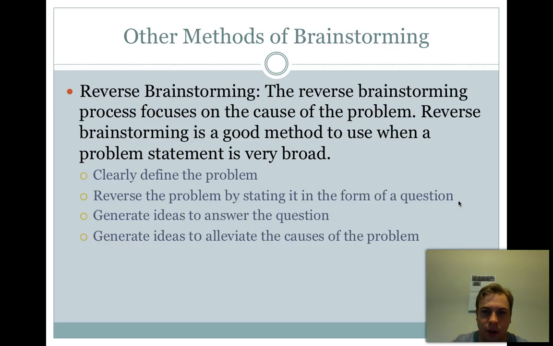Reverse brainstorming. The reverse brainstorming process focuses on the cause of the problem. Reverse brainstorming is a good method to use when a problem statement is very broad. Clearly define the problem. Reverse the problem by stating it in the form of a question. Generate ideas to answer the question, and generate ideas to alleviate the causes of the problem.